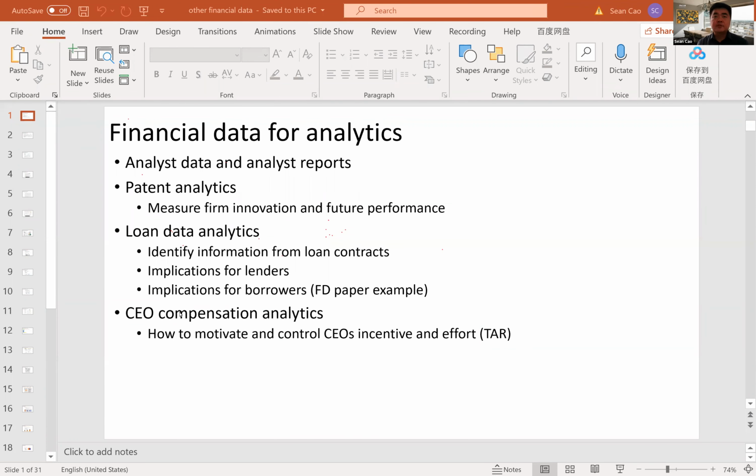And for compensation data, you can analyze the compensation data to monitor and control CEOs. We have an agency problem, right? Why should the CEO work harder for you? There's an agency problem there. So how do we use compensation to motivate and control CEOs? That's important. When you do data analytics on compensation, you should advise the board of directors on what the best compensation contract design should be, and how to motivate and control CEOs.